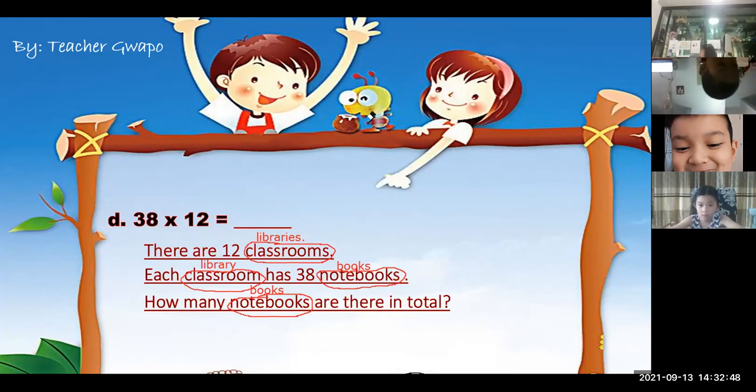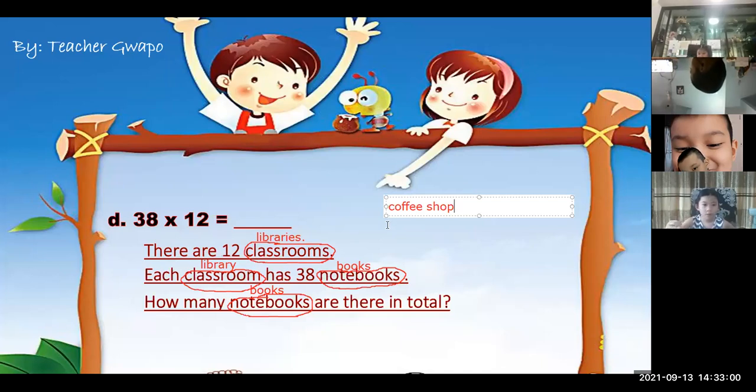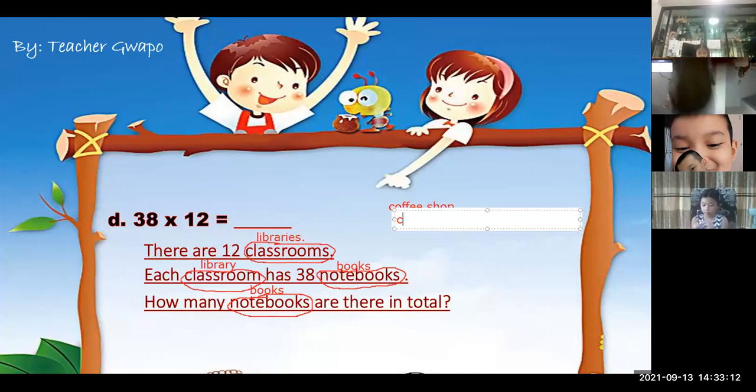If you want to use coffee shop, this is the spelling. Coffee shop. So there are 12 coffee shops, and each coffee shop has 38 customers. So you write there the word customers.